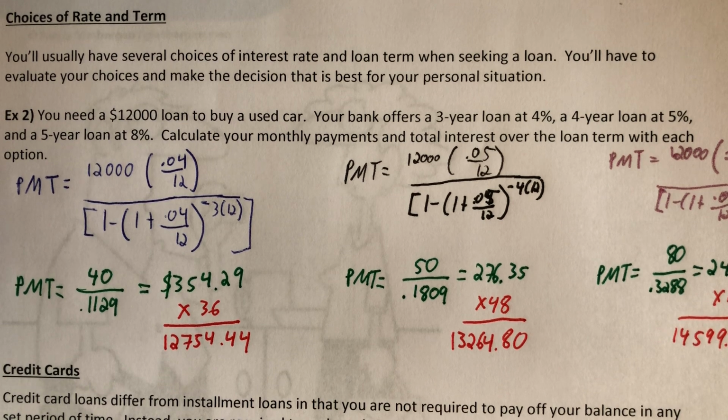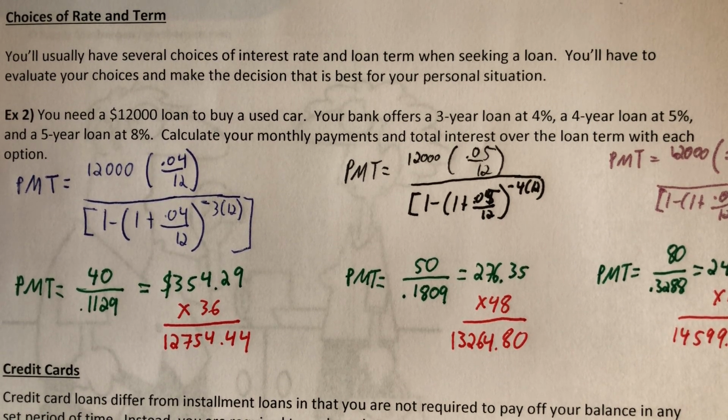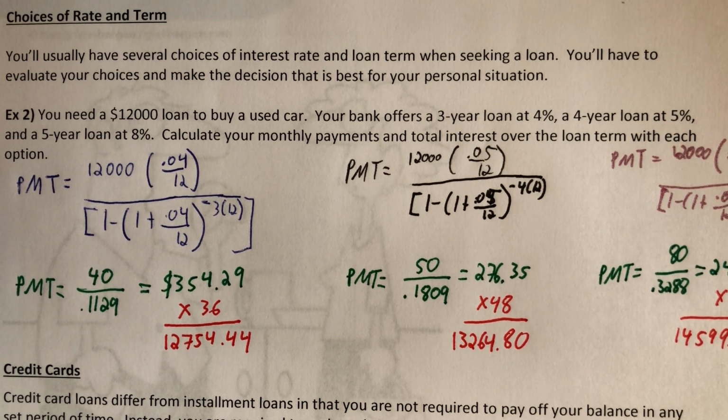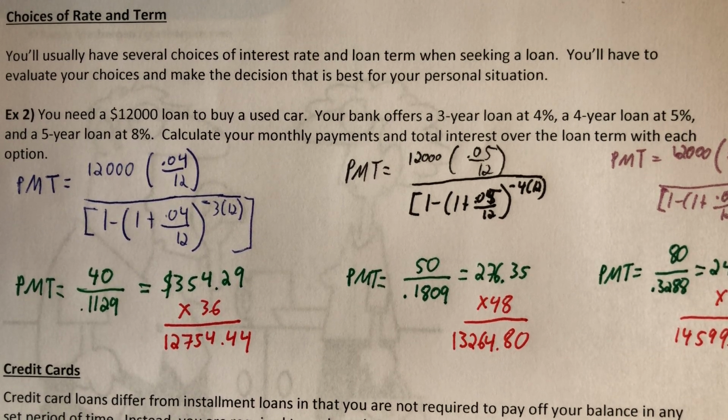All right, for the middle one, it's a 4-year loan at 5%. So we put in 0.05 for our interest rate. We're going to put in 4 and 12 in the denominator for our payments. And we get 50 divided by 0.1809. And we would have payments of $274.35. So about $80 less per month in payments.